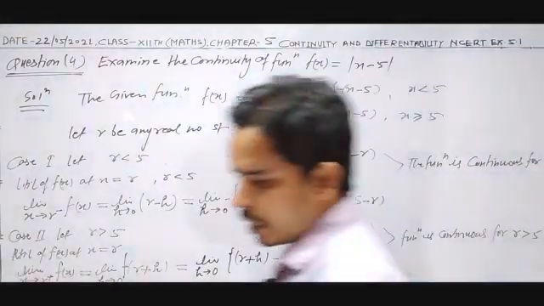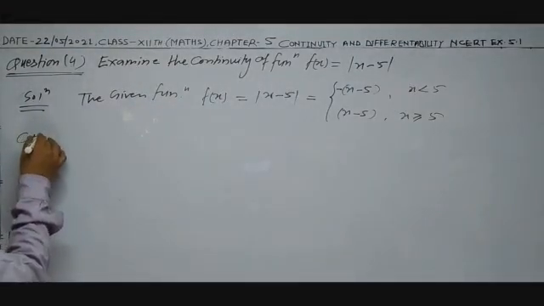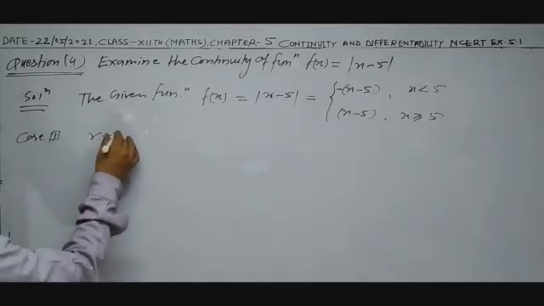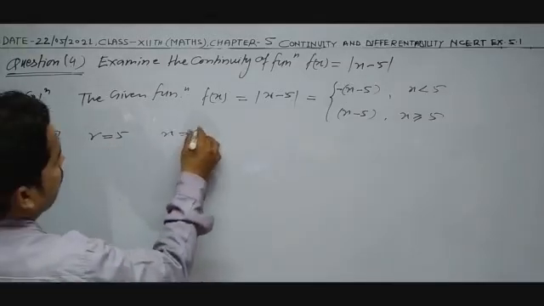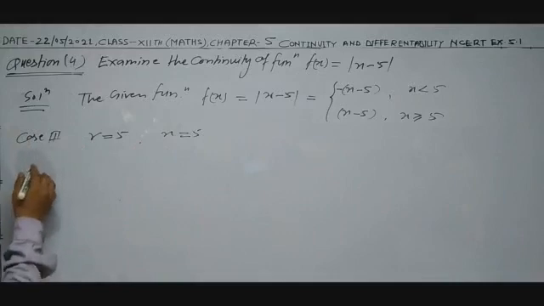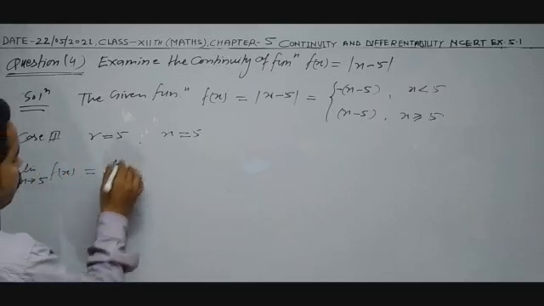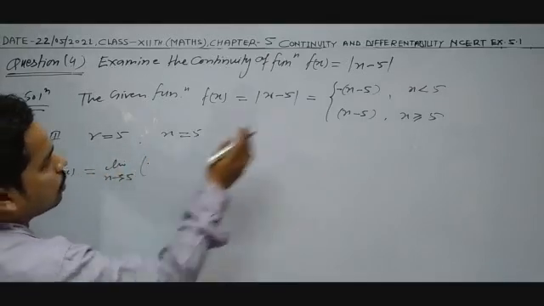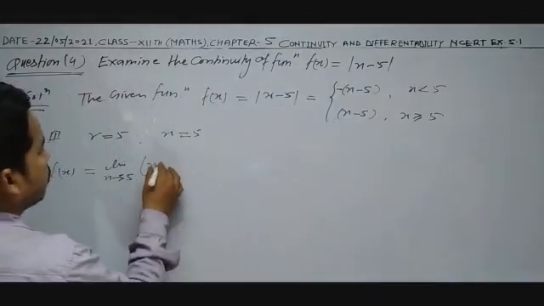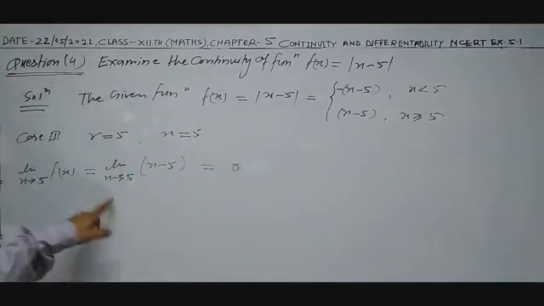So in the third step, case 3: r is equal to 5. Consider x is also equal to 5. So limit as x tends to 5 of f(x) is equal to the function x minus 5, so this will be 0. This is the value of the function at the given point, 0.